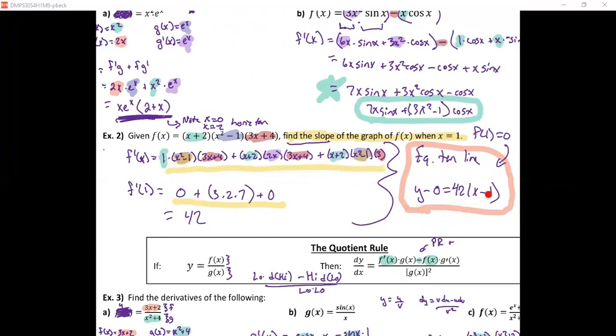Now I did take this further and said, okay, could I find the equation of the tangent line? Well, I know that f of 1 is 0. Once again, if I plug in 1 to the original function, I know that f of 1 is 0. So the equation of the tangent line is y minus 0 equals the slope that we found, 42, times x minus 1.